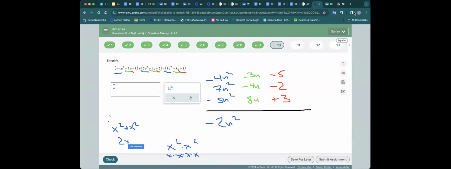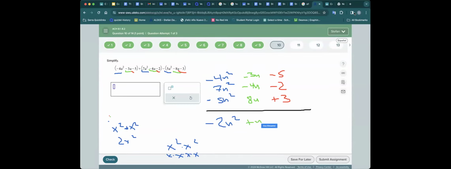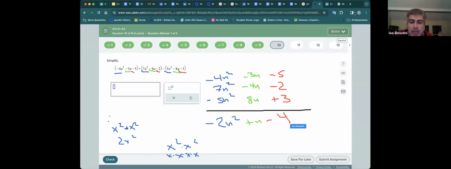And then the next one will be one, just one u, plus u. The next one will be the reds, negative 4. Perfect. And there you go. You got it. But you have to do a little bit of organization beforehand.